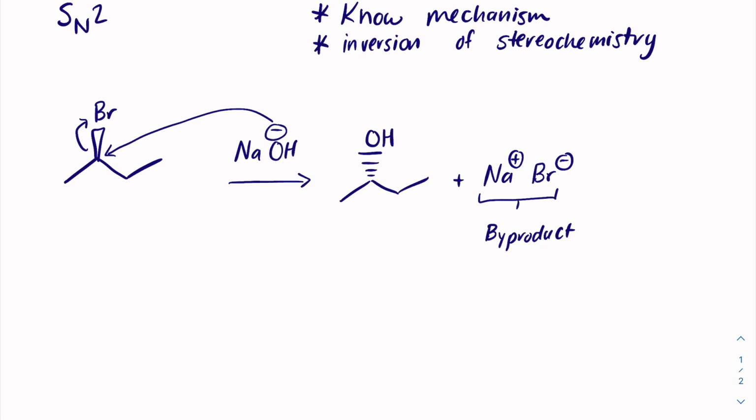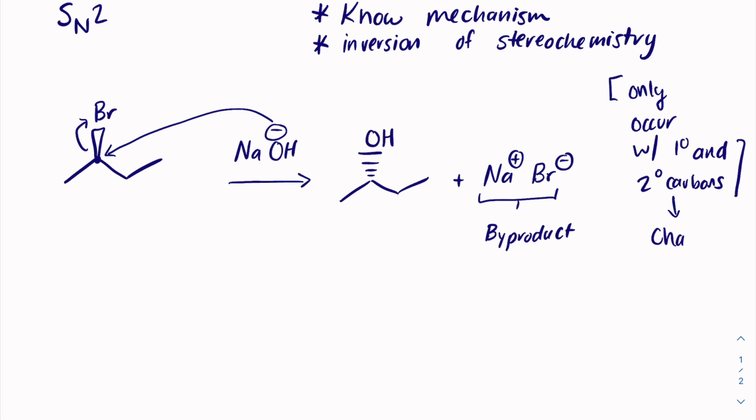Additionally, it's good to note that with SN2 reactions, these only occur with primary and secondary carbons. And for them to occur with secondary carbons, you may want to make a note. So we have a secondary carbon here. The nucleophile needs to be a charged nucleophile.